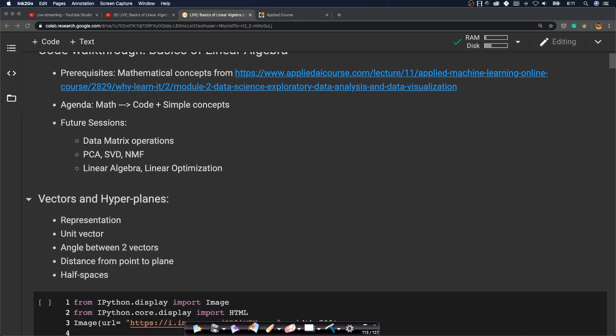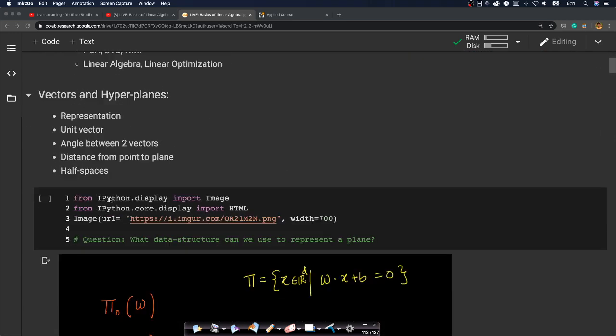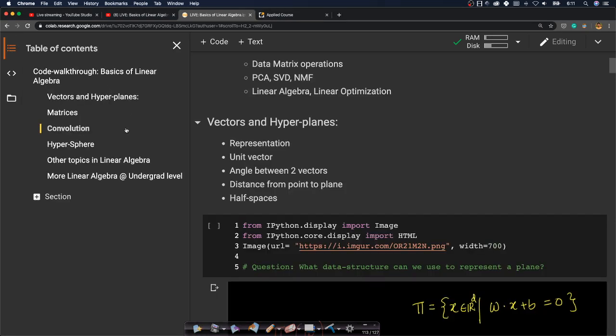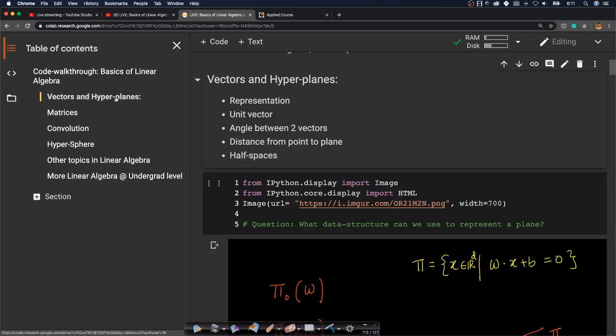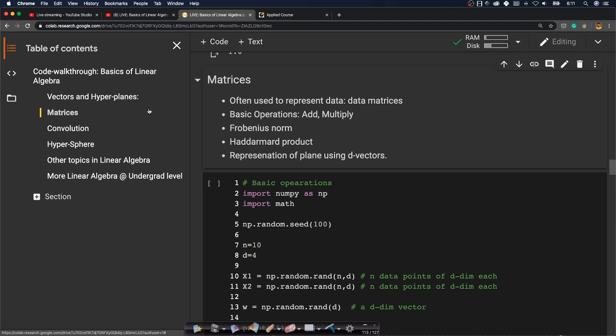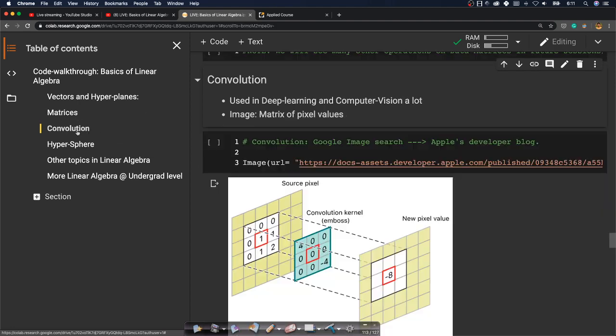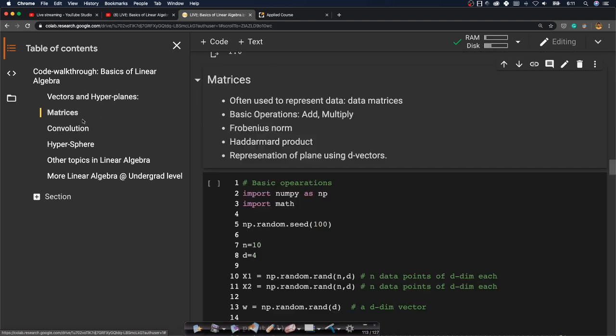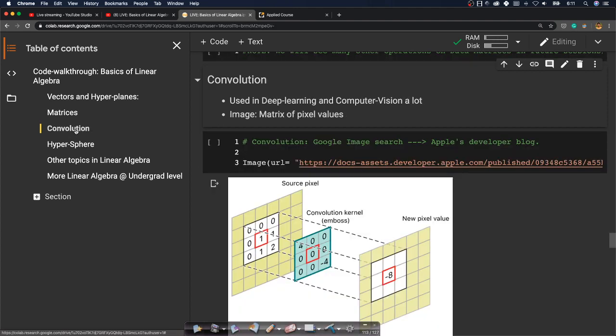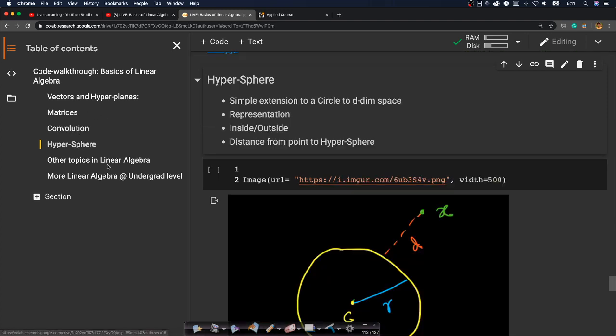Cool. So this is the agenda that I have today. First, we'll go to vectors and hyperplanes. We'll learn a little bit about matrices. We'll take a diversion and I'll explain the concept of convolution, because I wanted to show you applications of matrices to image processing and computer vision. Just one application, of course. We'll do one whole session, or more sessions, on computer vision and image processing. I just wanted to do a simple example here. Then we'll do some basic hypersphere stuff.